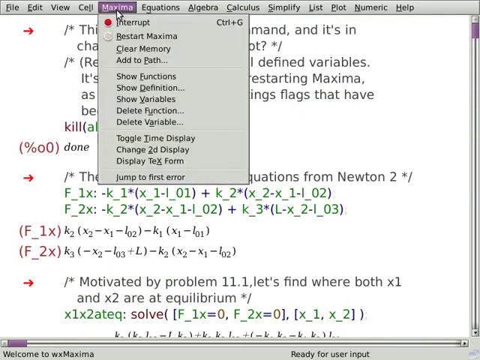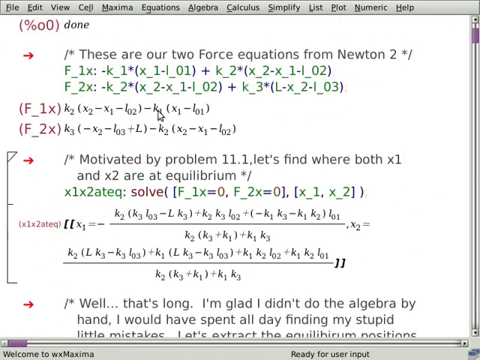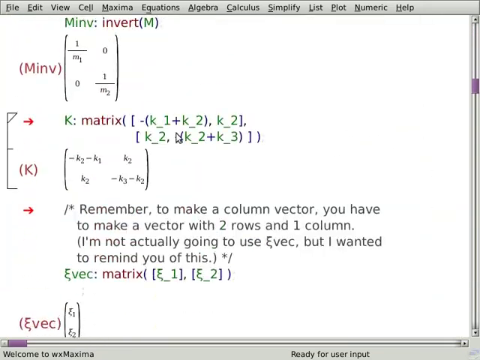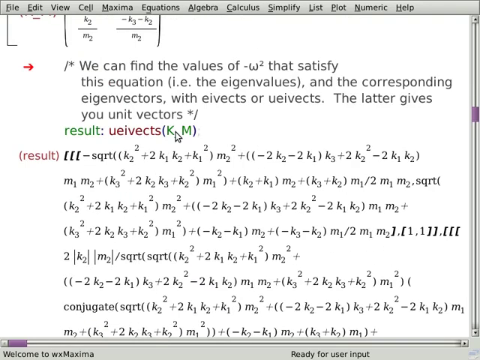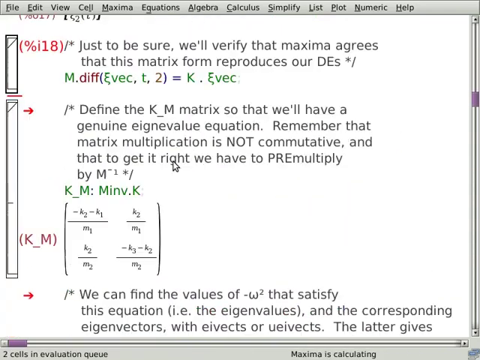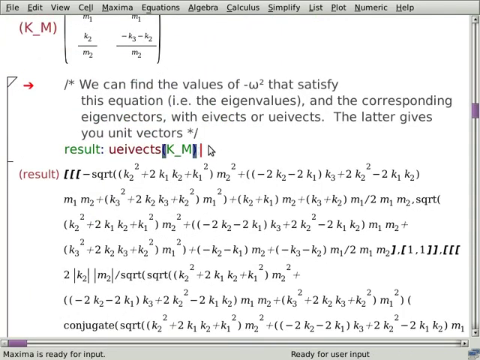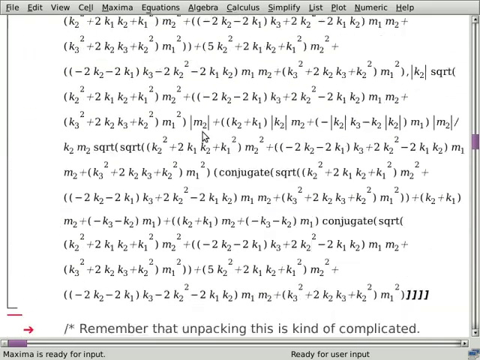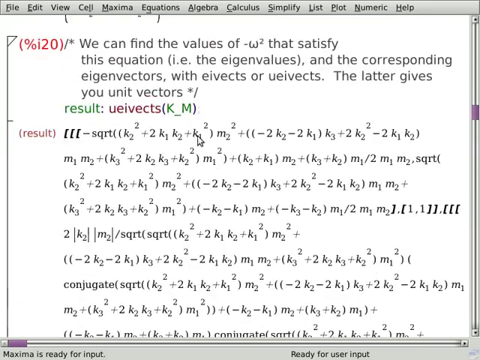All right, I'm going to interrupt, restart Maxima, and now Maxima should be purged and clean, and I want to go down to here. Let's do to here. Cell, evaluate all cells above, and it should happily get to there, and it did, and now I'm going to evaluate this, and it takes it a little while, but yeah, it gives this giant thing. And now, how do I pull stuff out of it?